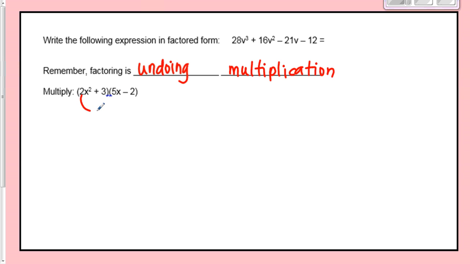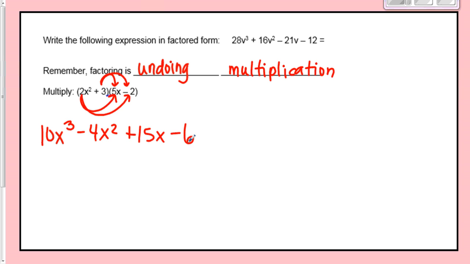So 2x squared times 5x. That's 10x squared. Nope, x cubed. There's an x there, huh? X cubed. Okay. 2x squared times negative 2, so that's negative 4x squared. 3 times 5x is 15x. 3 times negative 2 is negative 6. Now, looking at this answer, I should be able to take this answer and go back to my original problem, right? The only method I've taught you to do that so far is factoring.